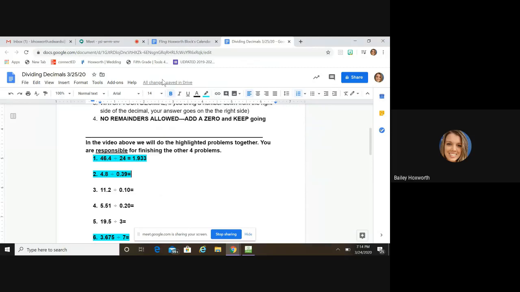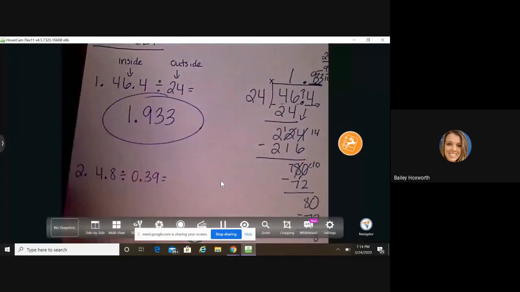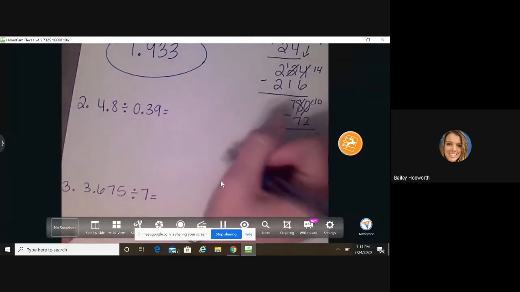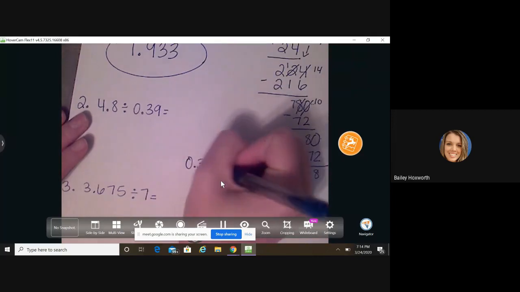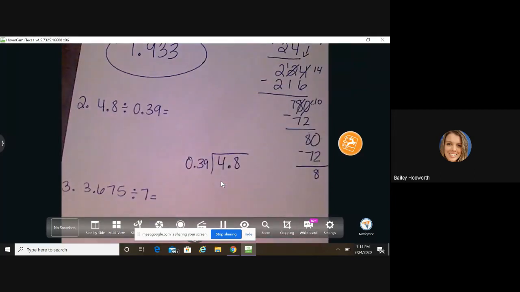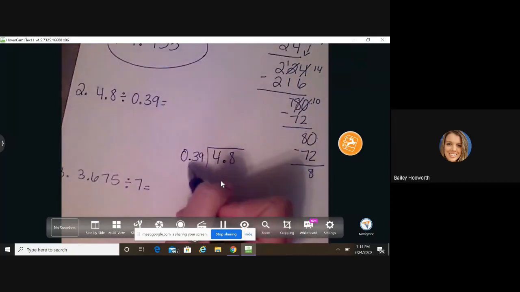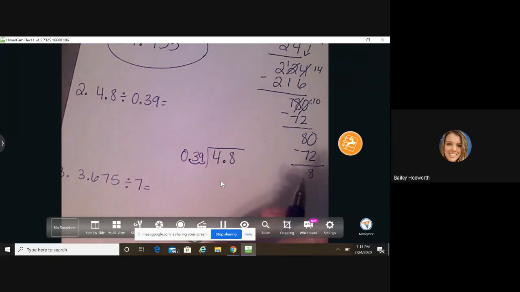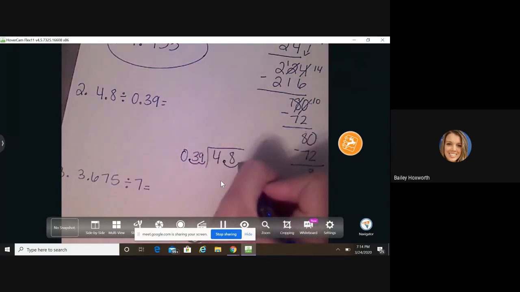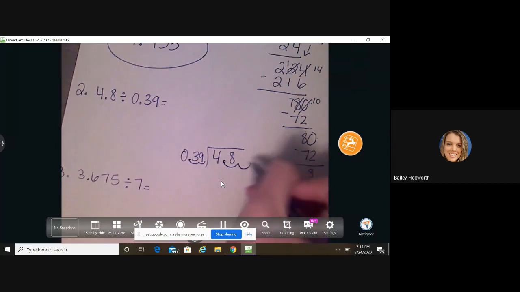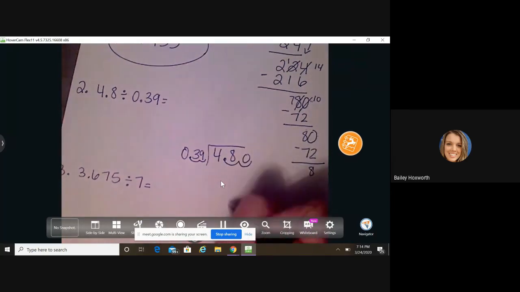All right, let's take a look at number 2. I have 4.8 inside the house and 0.39 outside the house. Okay. I have decimals outside this house. So that means I need to move them. How many times? 1, 2. To get rid of that decimal, I'm going to move them 2 times. And if I move them outside 2 times, I need to move them inside 2 times. 1, 2. What's going in this little space right here? Good, a 0. So now my division problem is just 480 divided by 39.